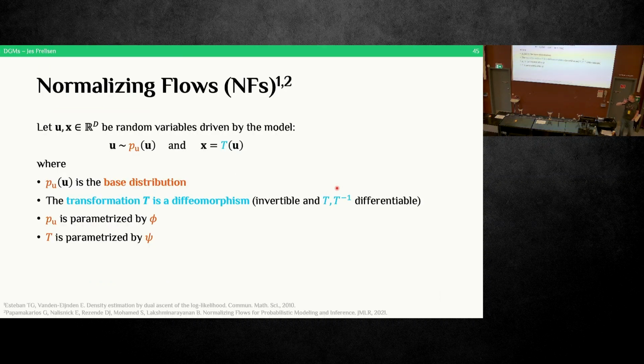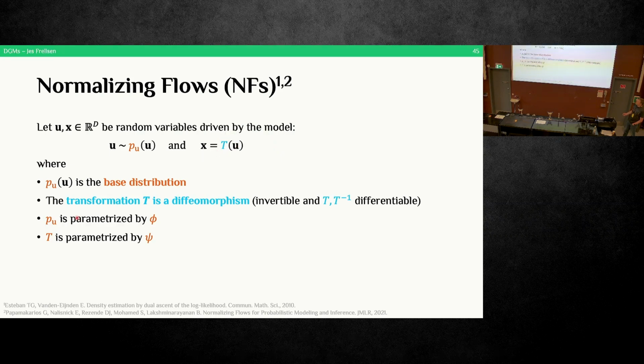Okay, so the basic setup of a normalizing flow is that the generative model can be described in the following way. We assume we have two random variables, u and x, lying in d-dimensional space, and the generation is driven by the model that I sample u from what's called the base distribution, then I apply the transformation T, which must be a diffeomorphism, meaning that it's invertible and both T and its inverse must be differentiable. Then I apply this to the sample, and I get out x.